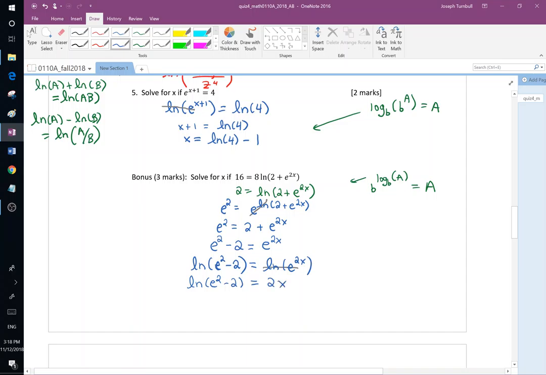Now we're almost done. Divide both sides by 2. X is the ln of e squared minus 2, over 2. And if you got one of the versions of the quiz that have 3's instead of 2's, you do it the exact same way. Just you have different numbers, but the same step, same process.